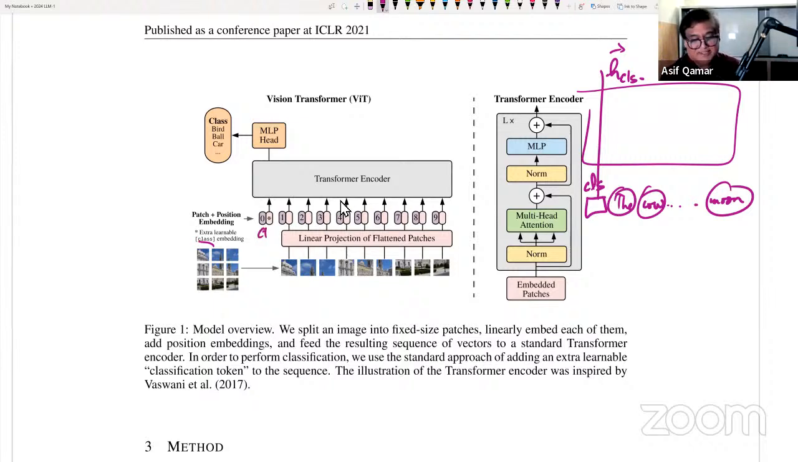So this is your CLS. Think of it as your CLS token. Did you get it? That is it. And then you always concatenate the position embedding. You need to know what position this little patch in the image was at.